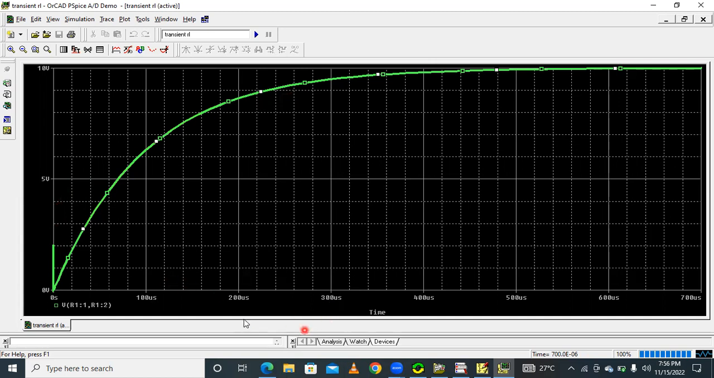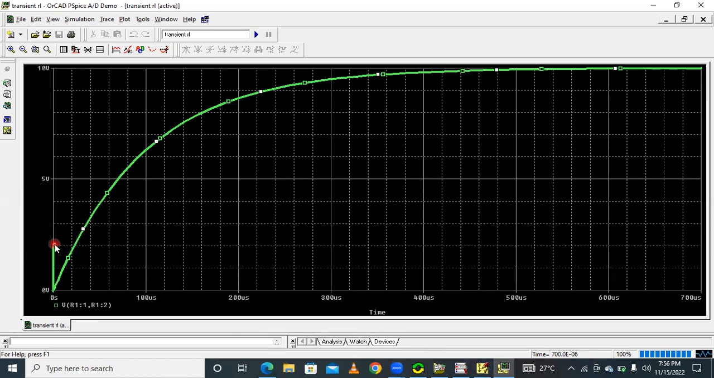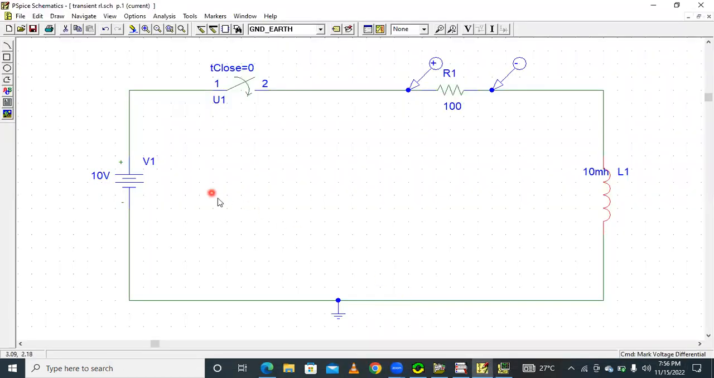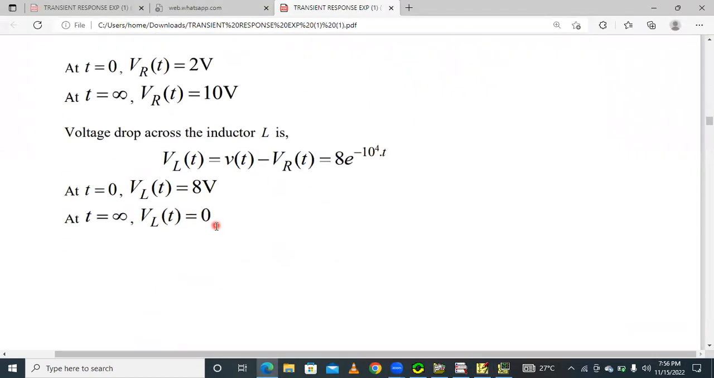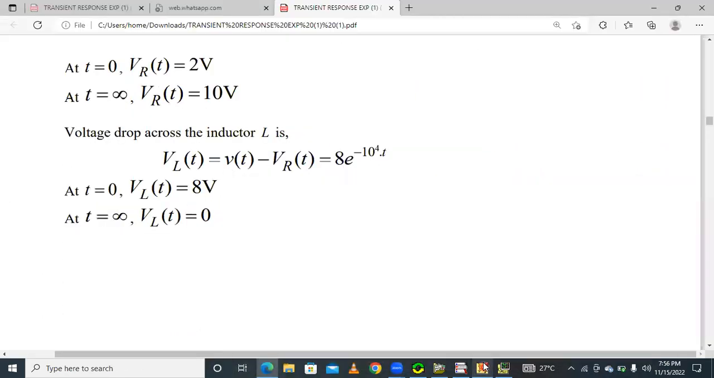The voltage drop across the resistor changes like this: it starts at 2 volts and increases exponentially, and the final steady state voltage is 10 volts. Similarly, for the voltage drop across the inductor, at t equal to 0 we have 8 volts, and at t equal to infinity it decreases exponentially from 8 volts onwards.